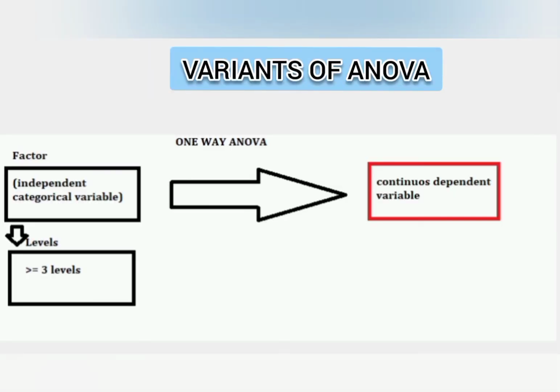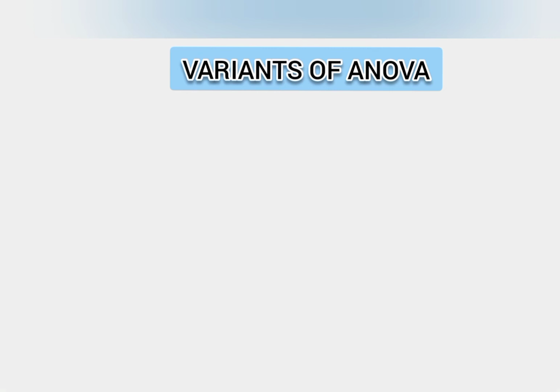ANOVA tests 3 or more groups as independent variable for mean differences of a dependent variable as a continuous variable. A one-way ANOVA compares levels, or groups, of one factor and has one continuous dependent variable. As we can see, one-way ANOVA has one independent factor with one continuous dependent variable. The factor is an independent categorical variable with 3 or more levels.